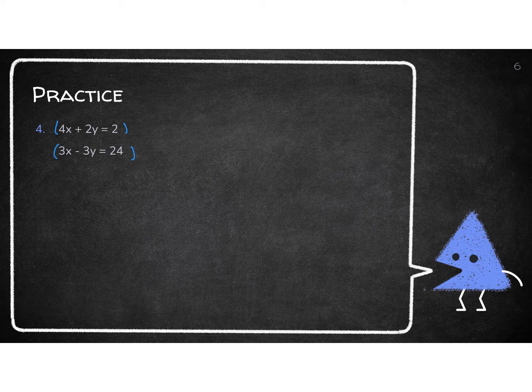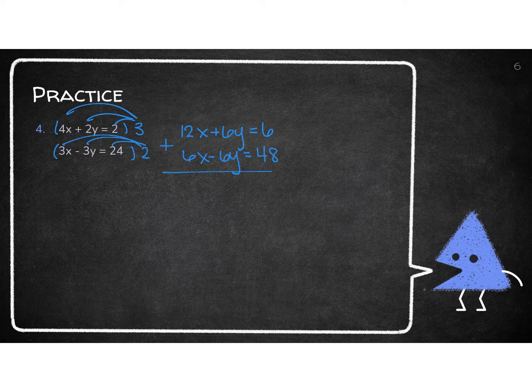So I'm going to multiply the top one by 3 and the bottom one by 2 because I can make them both look like a 6. So if I do that, distribute this into everything, I'm going to have 12x plus 6y equal to 6. I'm going to do the same thing down here. Distribute that 2 into everything. So I'm going to have 6x minus 6y equal to 48.